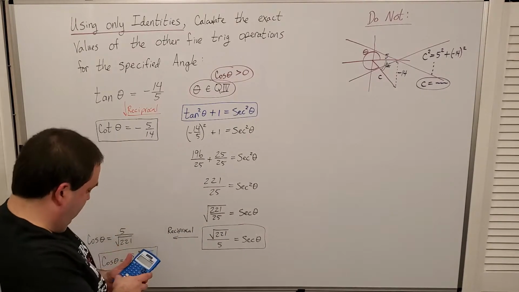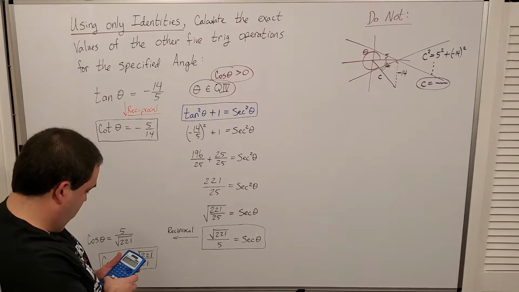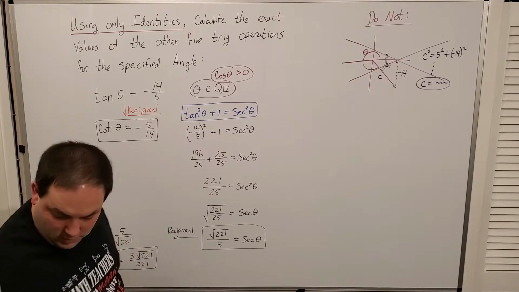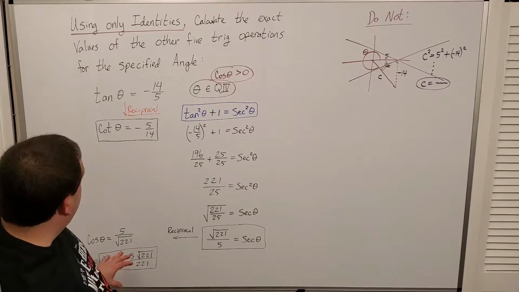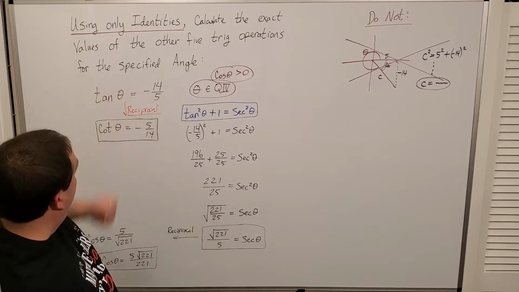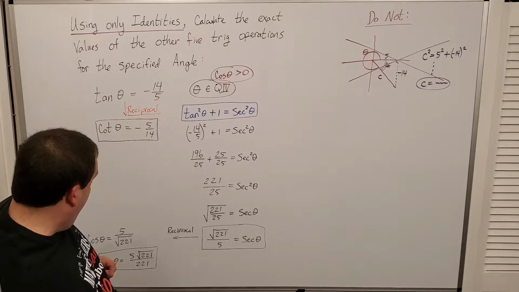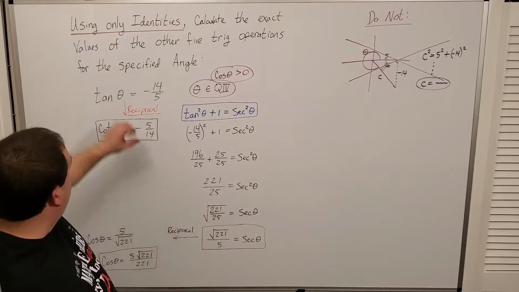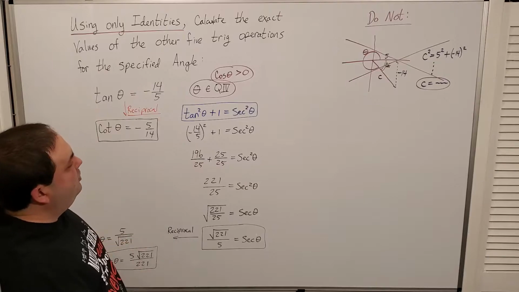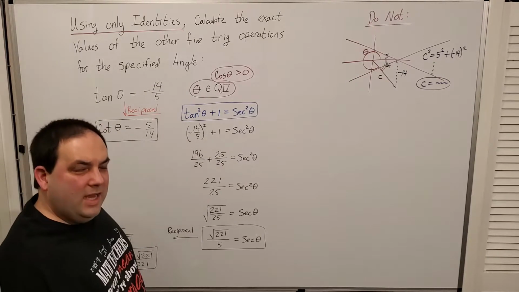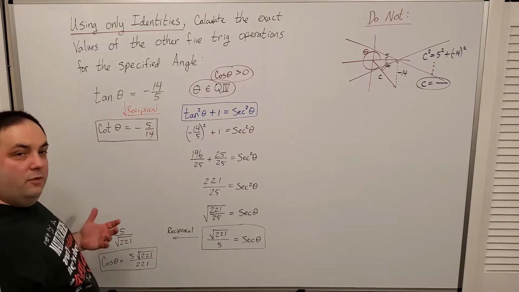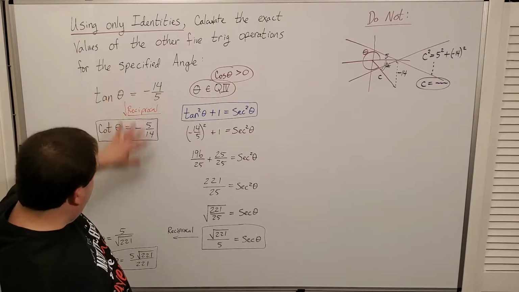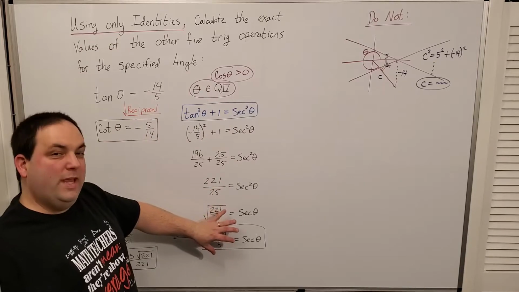Let's double check something here. Okay. So now I've got how many? 1, 2, 3, 4 out of the 6. Right? I've found cosine and secant. I have tangent and cotangent. The only two now missing are sine and cosecant. Okay? Well, I've used a couple of different sets of identities already, right? I've used reciprocal. I've used Pythagorean.